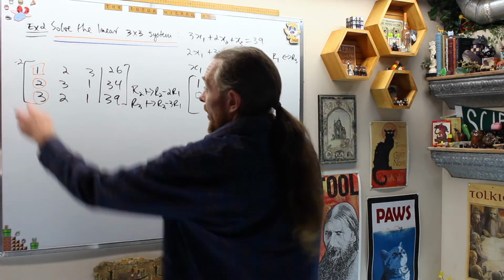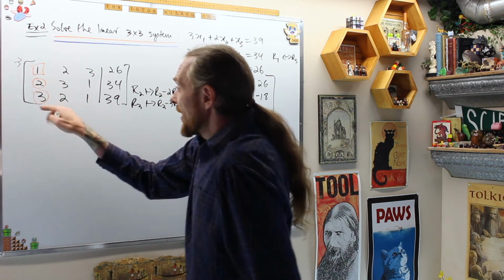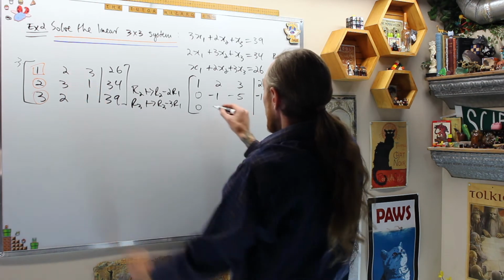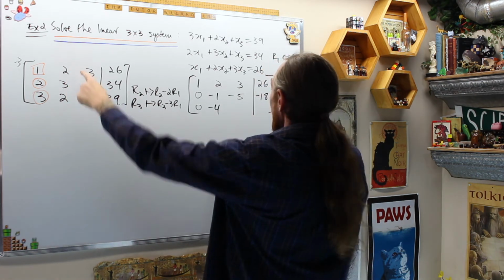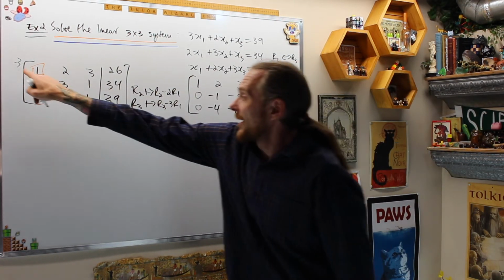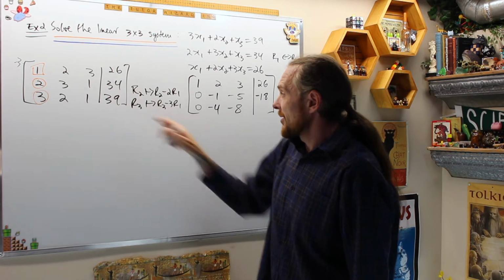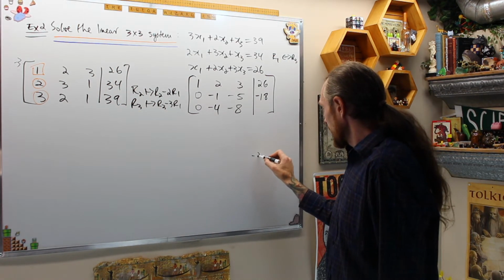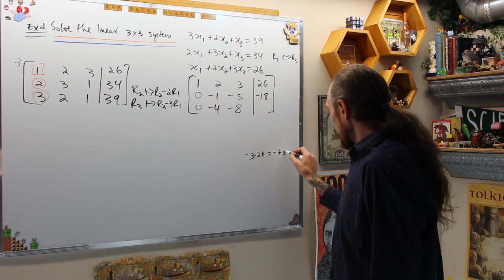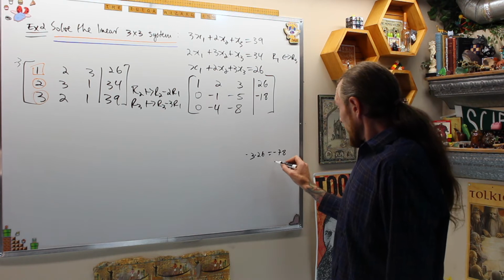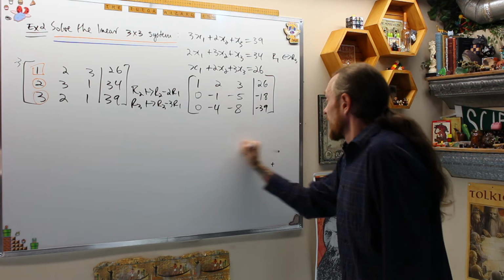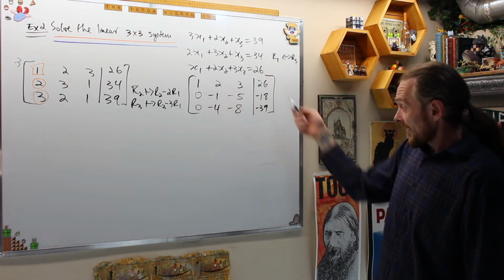Here, what am I going to get? Now we're going to multiply by -3. 3 minus 3 is 0. That's why we did it. 2 minus 6 is -4. 1 minus 9 is -8. And in the last spot, we're going to get -3 times 26 plus 39. 26 times negative 3 is going to give me negative 78, plus 39 is going to give me negative 39. All right, if you have to do a side calculation, there we go.